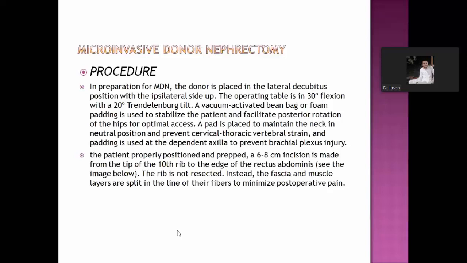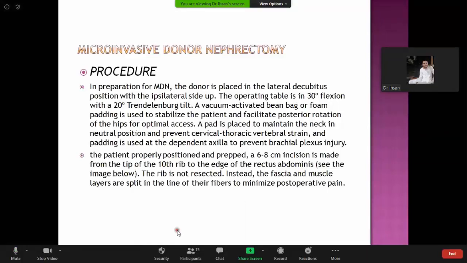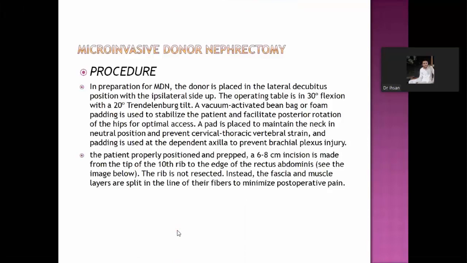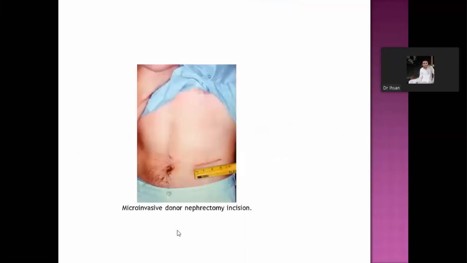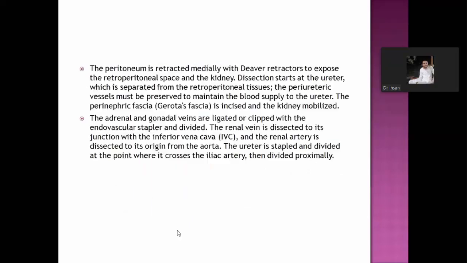With the patient properly positioned and draped, a 6 to 8 centimeter incision is made from the tip of the 10th rib to the edge of the rectus abdominis. The rib is not resected; instead the fascia and muscle layers are split in the line of their fibers to minimize post-operative pain. The peritoneum is retracted medially with a liver retractor to expose the retroperitoneal space and the kidney.